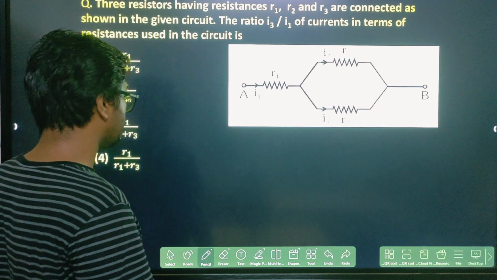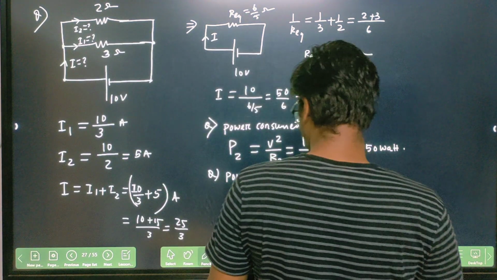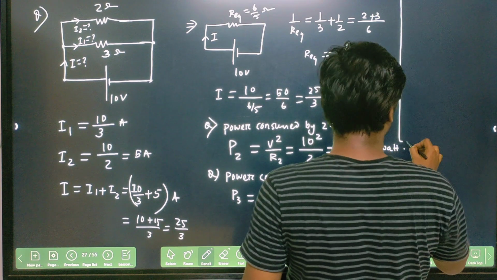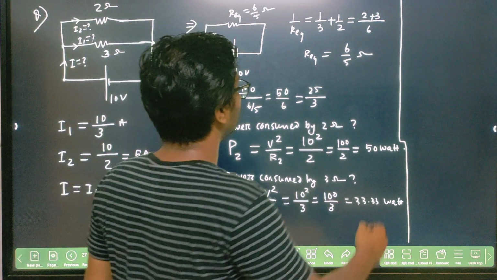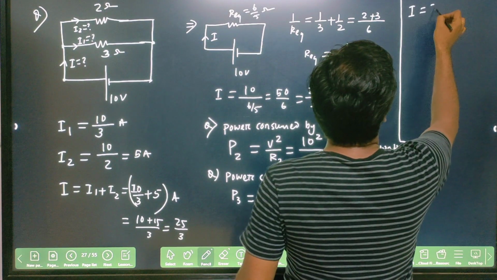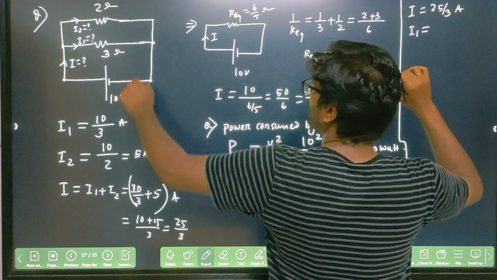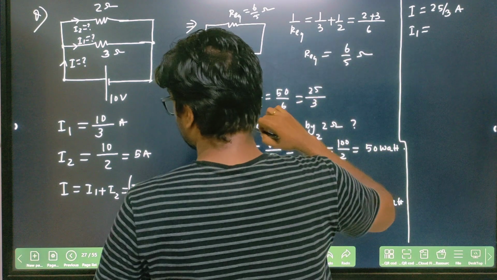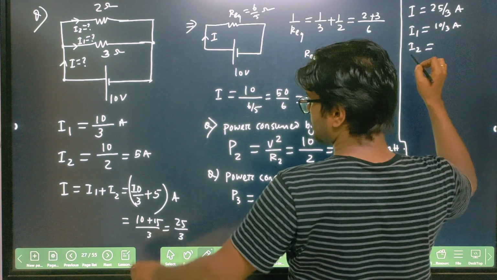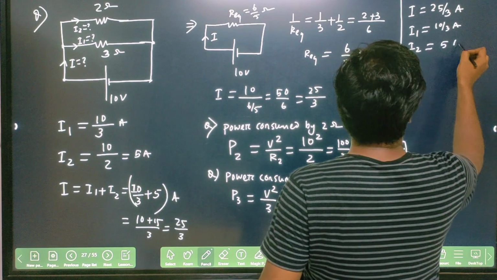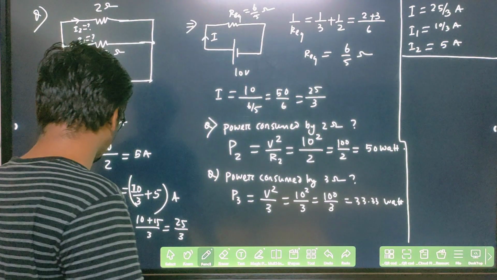Or I can do some example here, then it will be clear, na? In this question I will do something, then it will be clear to you. So here I am writing it. You got the I value, I you got how much? I equal to, you got 25 by 3 ampere. I1 value how much you got? 10 by 3 ampere. And I2 value you got how much? Here 5 ampere. Clear?